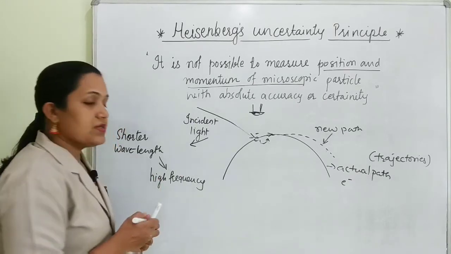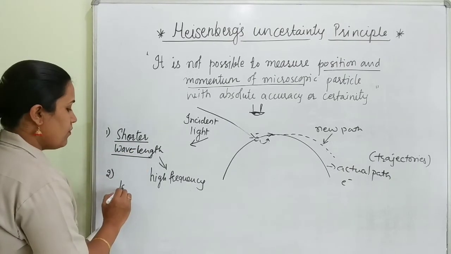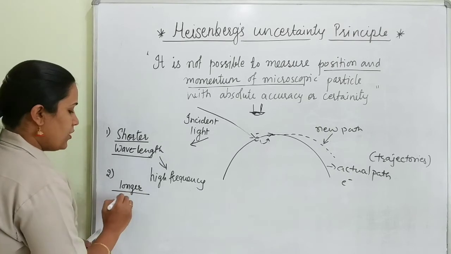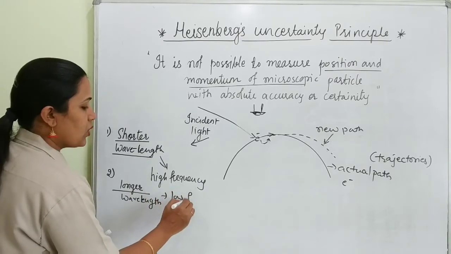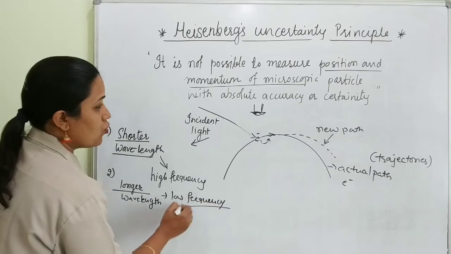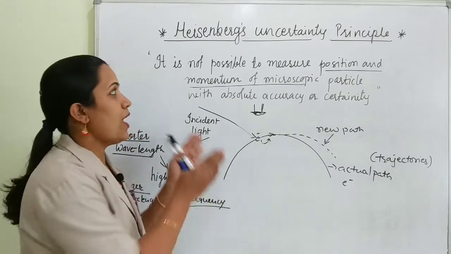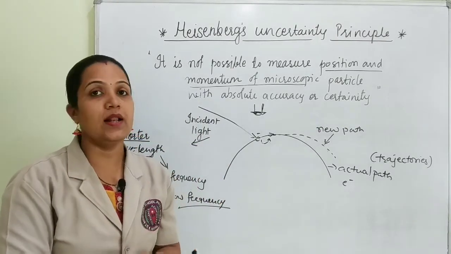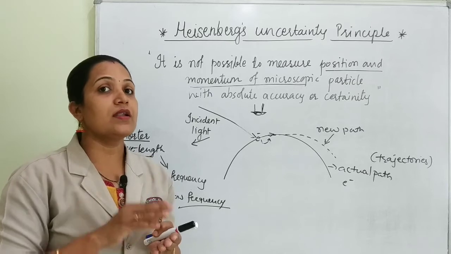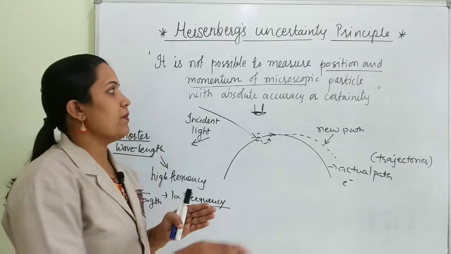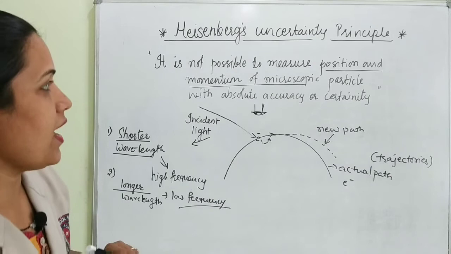So some of the scientists suggested that in place of shorter wavelength, you can use light of longer wavelength, and longer wavelength light will have low frequency, and they can also change the position and momentum of a microscopic particle. So according to Heisenberg's uncertainty principle, for microscopic it means those which we are seeing under the microscope. So for microscopic particles, momentum as well as position cannot be measured accurately or absolutely.